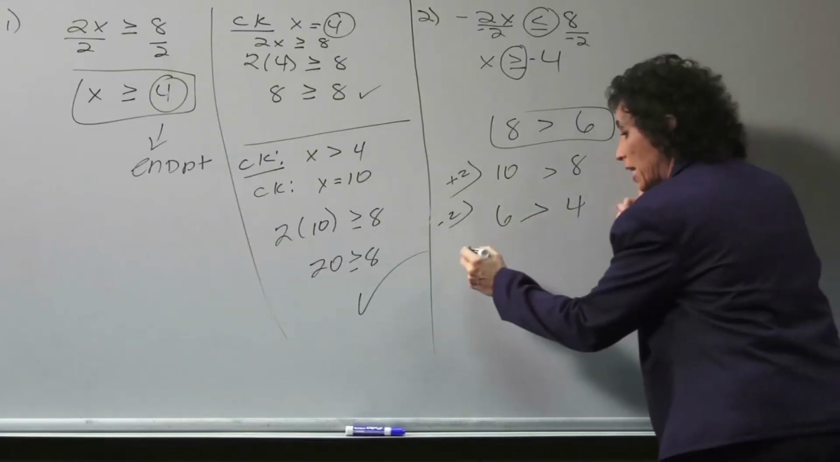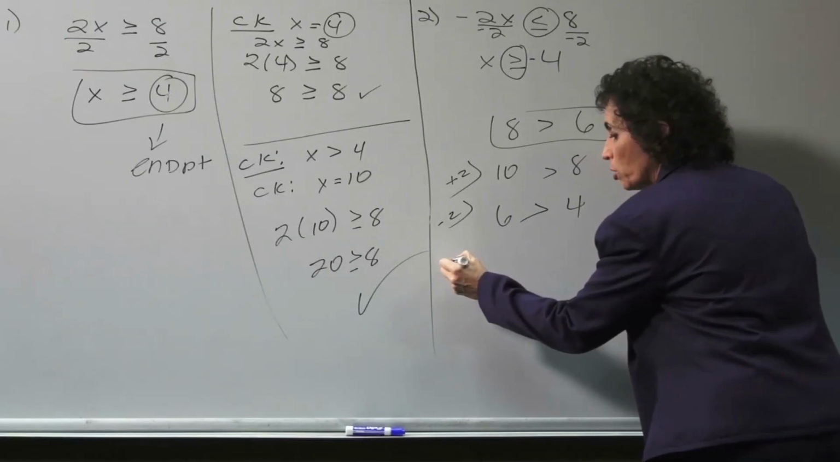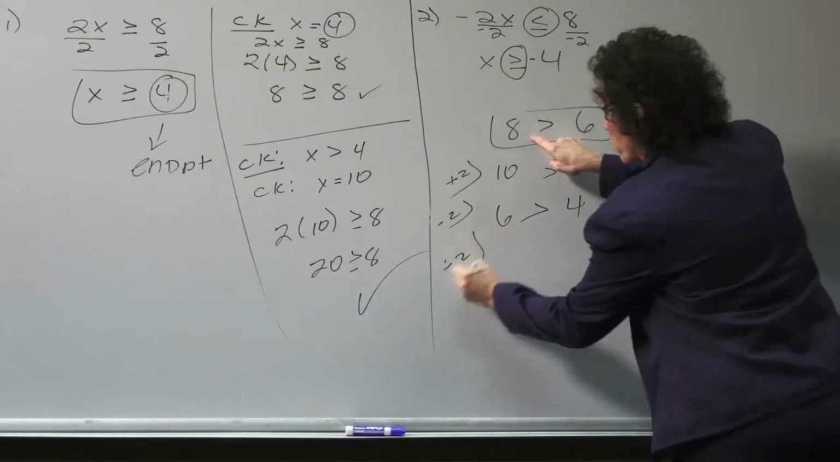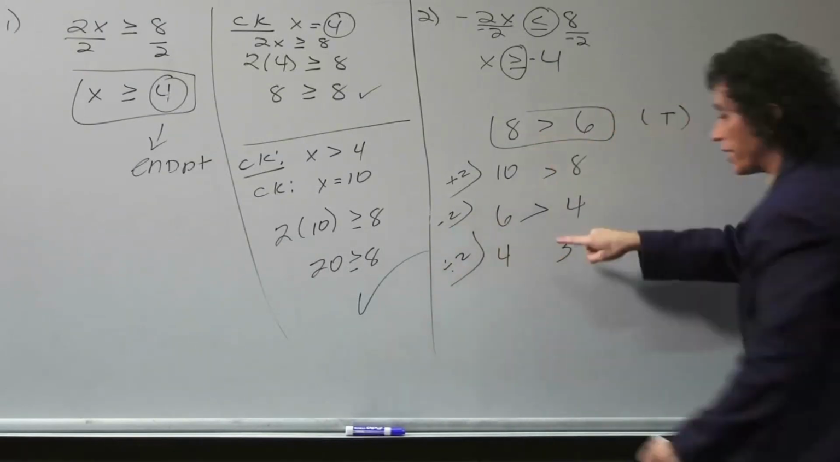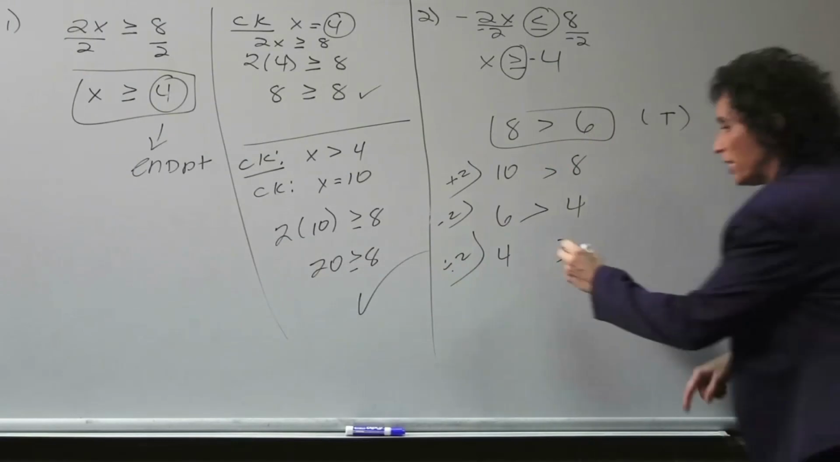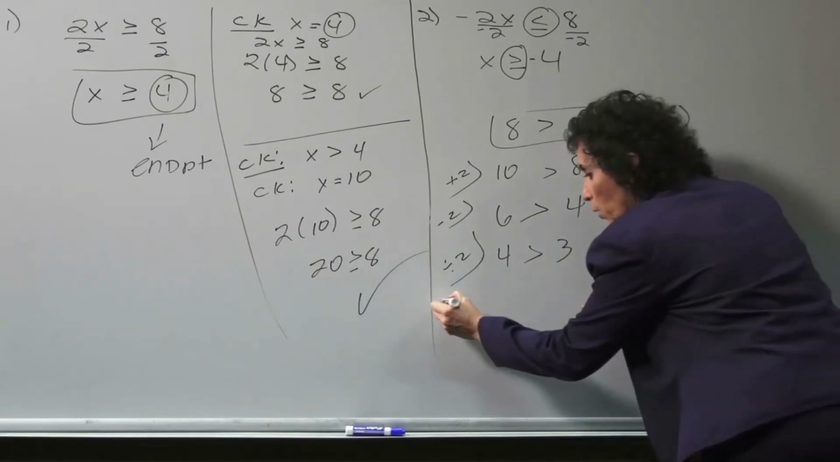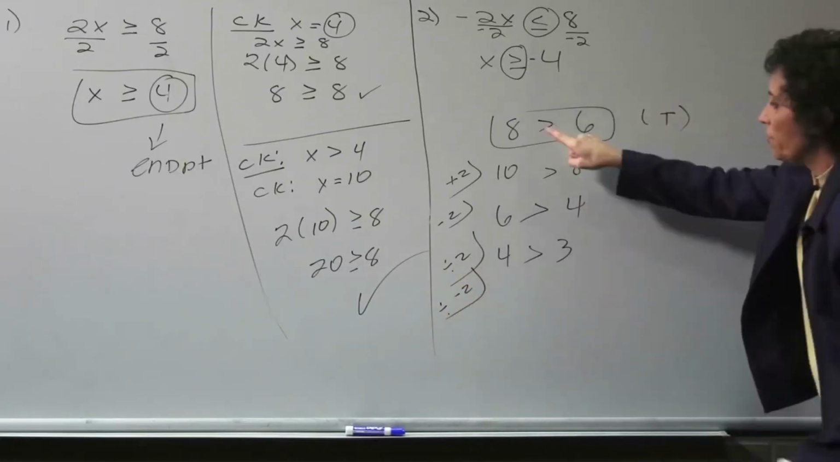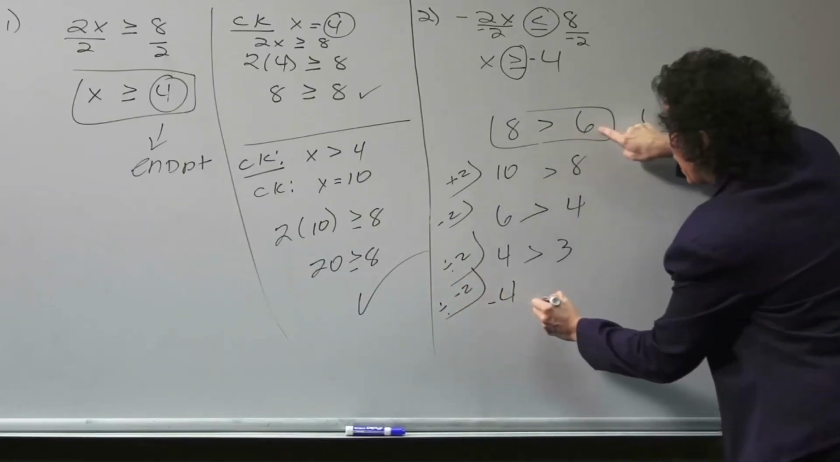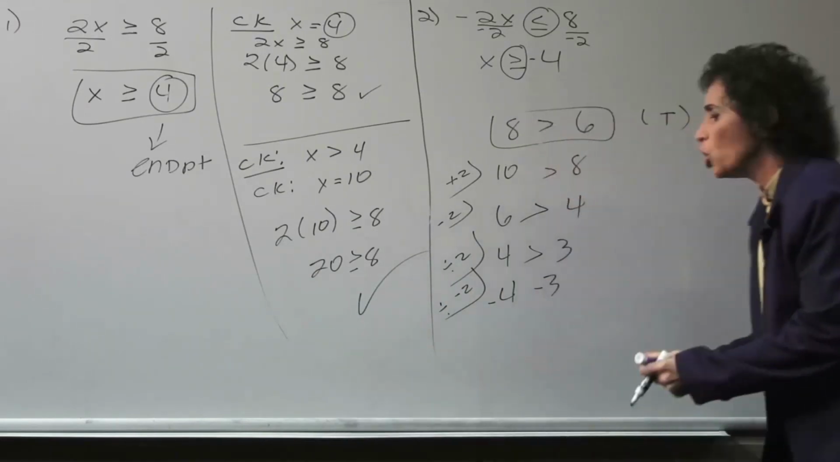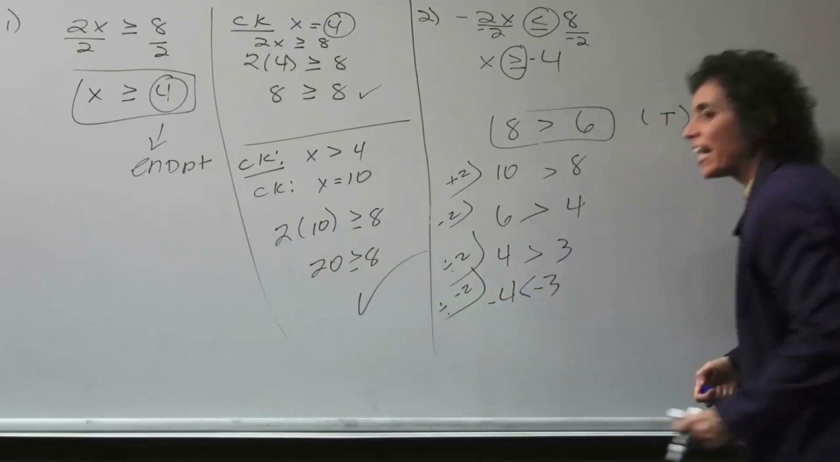Watch, almost done, not done yet. I'm going to ask you to divide by 2. If I divide the original by 2, I get 4 and 3. Can I still put is greater than? Yes, I can. Still true. Watch this, almost done. I want to divide by negative 2. That's going to be negative 4 and negative 3. Can I still put the is greater than symbol? No way. That makes a false statement. I have to flip it.